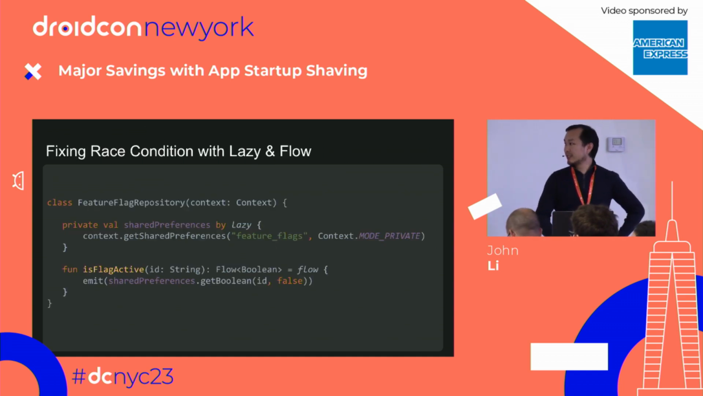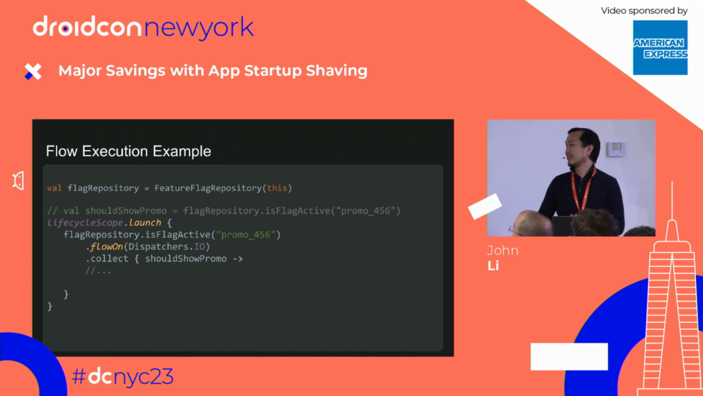Another way to approach this is using flows. Very similar concept. Instead of using a suspend method, you return a flow of a Boolean, and you emit the actual result. And the execution code looks like this. All pretty simple.